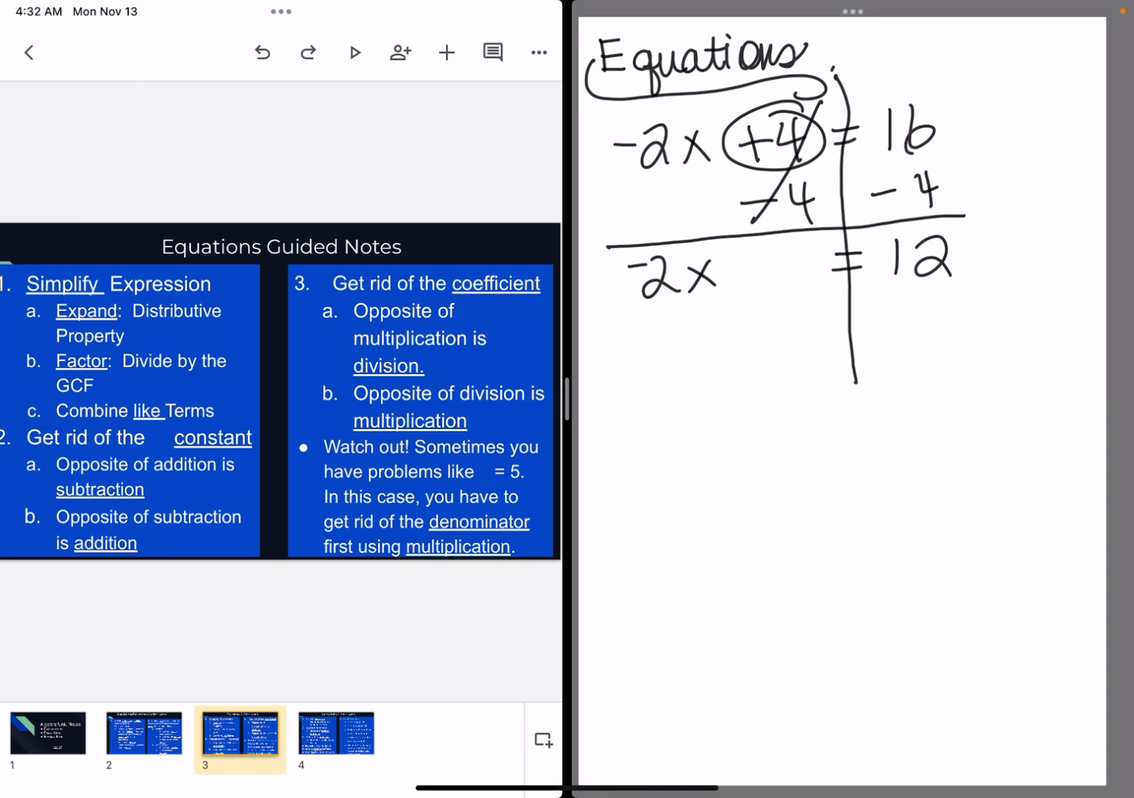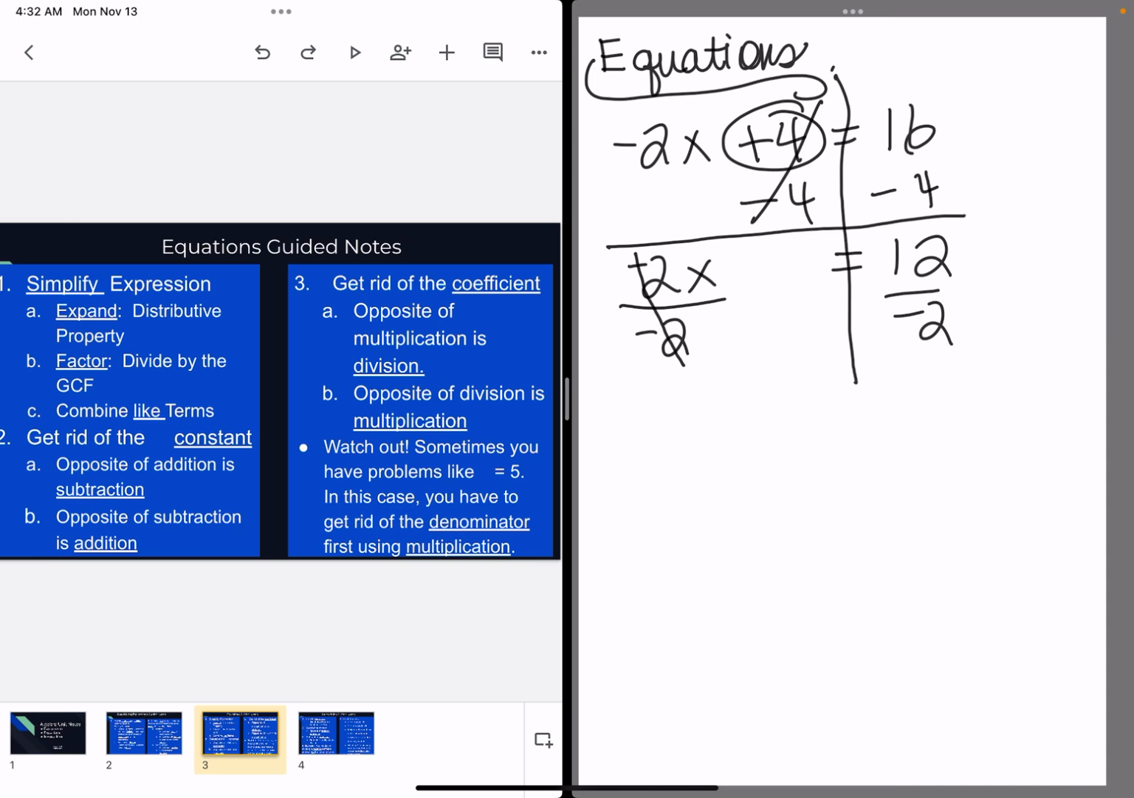Step 3, get rid of the coefficient. The coefficient is the number attached to the variable. In this particular case, it is multiplication, so it's negative 2 times x equals 12. So we want to undo multiplication by doing division. Divide by negative 2, divide by negative 2. A negative divided by a negative is a positive, so that would be positive 1x. So you can just write x there.